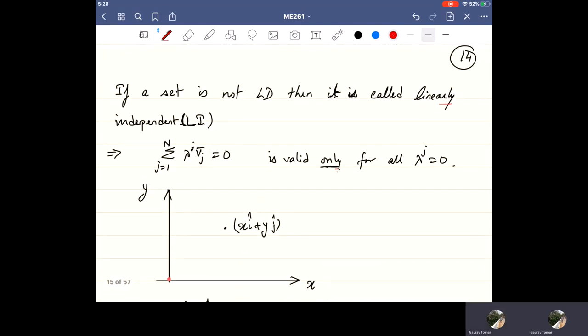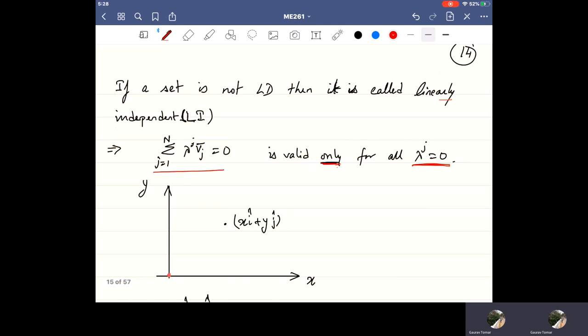Now, if the set that you're looking at is not linearly dependent, that means you don't have any non-trivial solution to the equation summation lambda j vj equal to 0. There is only one valid solution, which corresponds to lambda j equal to 0. That means this equation is true only when the lambda j's are 0. This equation has only the trivial solution. In that case, the set is called linearly independent. When we want to denote a set as linearly independent, we'll use the notation LI.